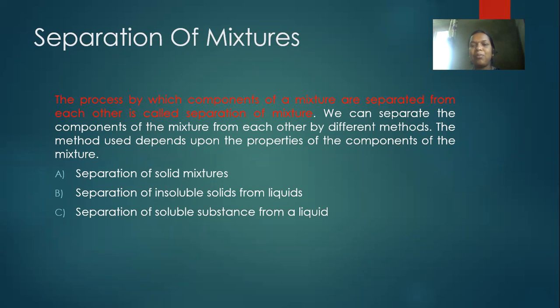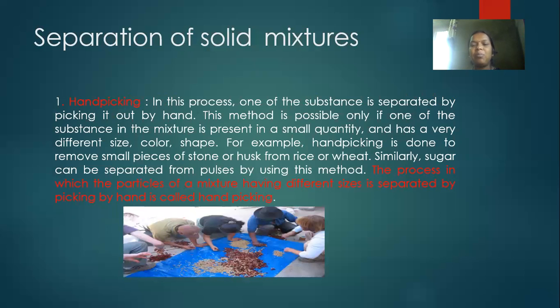There are several types of mixture: mixture of solid and solid, mixture of insoluble solid from liquid, mixture of soluble substances from a liquid. So there are different methods. We will study how to separate the solid mixtures, separation of insoluble solid from liquids, and separation of soluble substances from a liquid. Let's start with the separation of solid mixtures. There are several processes.